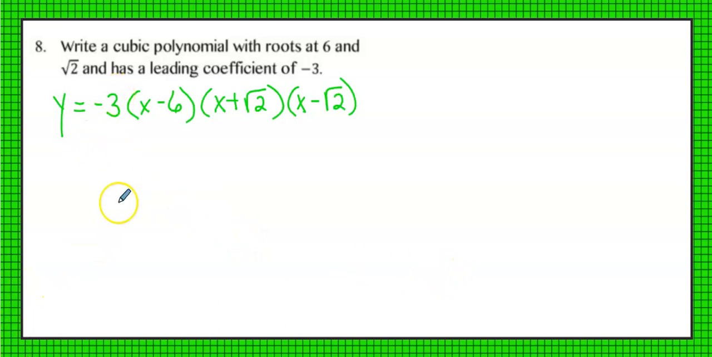Okay, hopefully your problem looks like this. You have your leading coefficient -3 here. You have a root at 6, so that's x minus 6. You have an x plus root 2 and an x minus root 2, and it is a cubic polynomial, 1, 2, 3. Okay, so let's go from here.